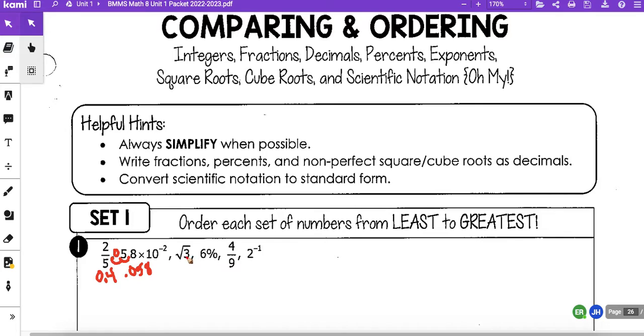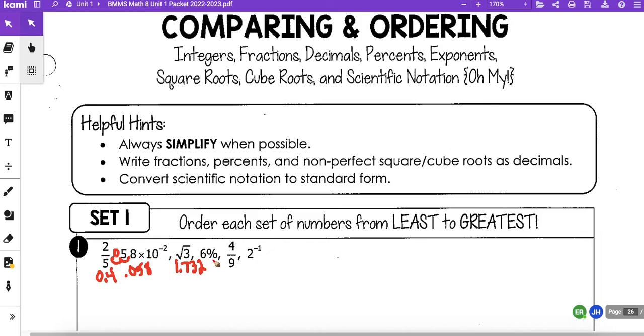Now, the square root of 3, this is going to be an irrational number, which means it's not going to come out an integer, and the decimal is not going to terminate or stop. So we're just going to go 3 numbers after the decimal here for our comparing purposes. So we're going to do 1.732 or 1 and 732 thousandths.